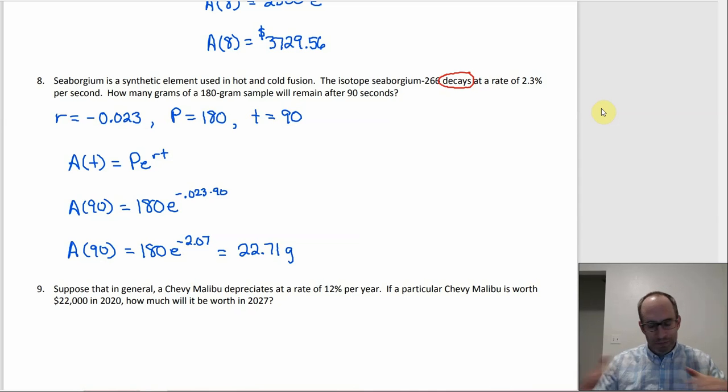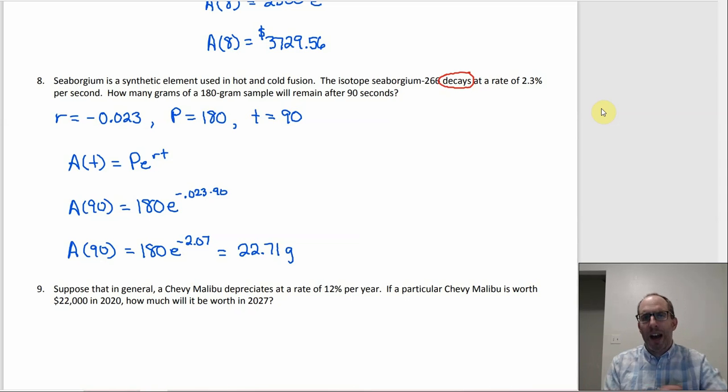Whichever kind of display your calculator has, in order to get a negative number in the exponent, you've probably got a key that will change the sign. So you probably don't want the minus. There's probably a negative sign inside of parentheses.